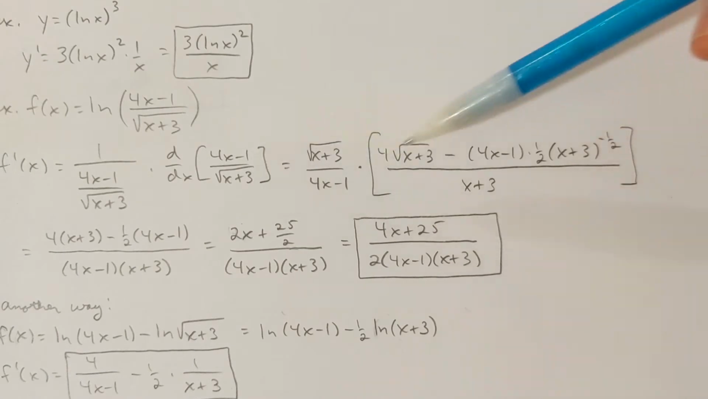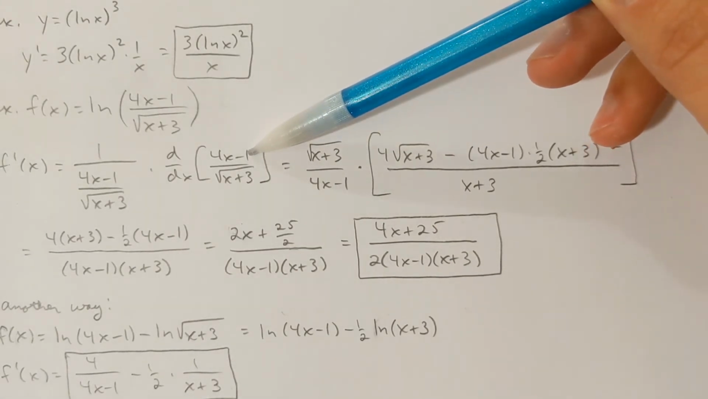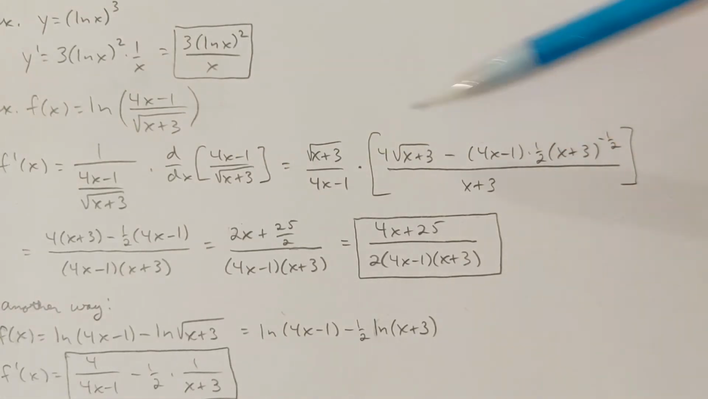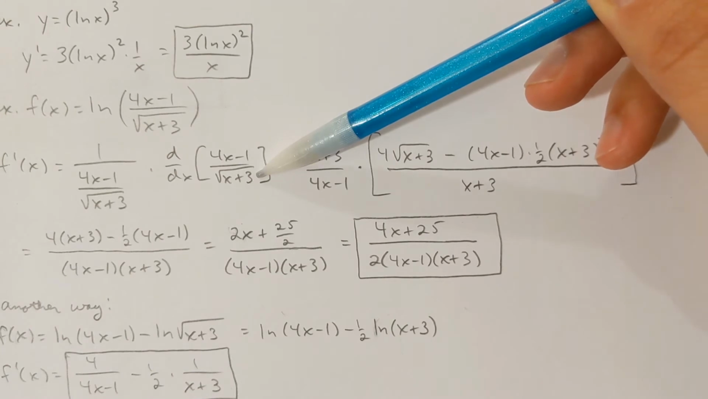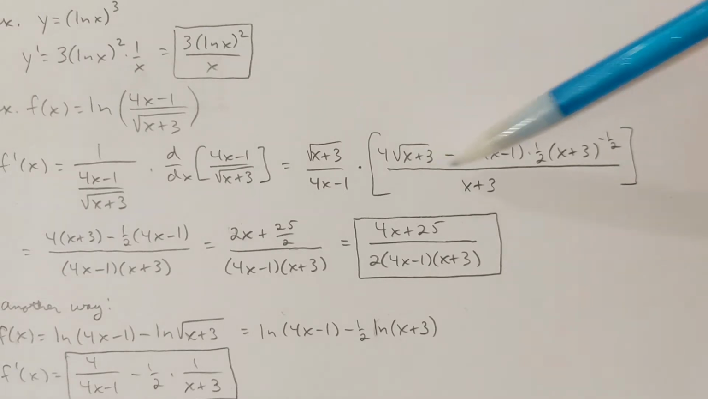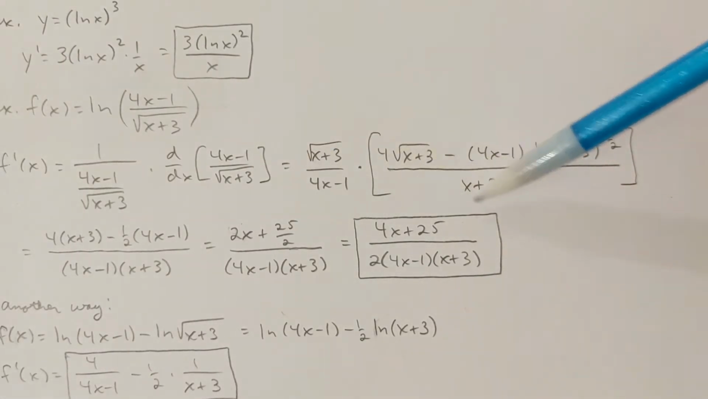We need the bottom, which is the square root of x plus 3, times the derivative of the top. Derivative of 4x minus 1 is 4. Minus the top, that's 4x minus 1, times the derivative of the bottom, that's where we're going to use the chain rule. x plus 3 to the 1/2, you're going to bring down the 1/2 power, reduce the power by 1, but then the derivative of x plus 3 would be 1, so I'm using the chain rule, but I'm just multiplying by 1, right? And this is all over the denominator squared. The square root of x plus 3 squared would be x plus 3.